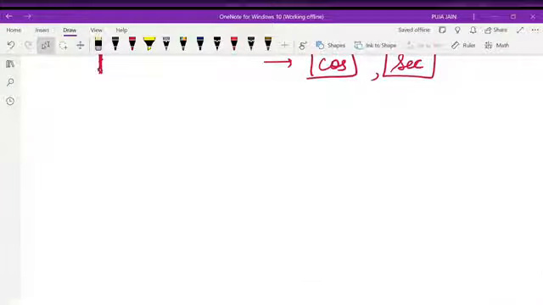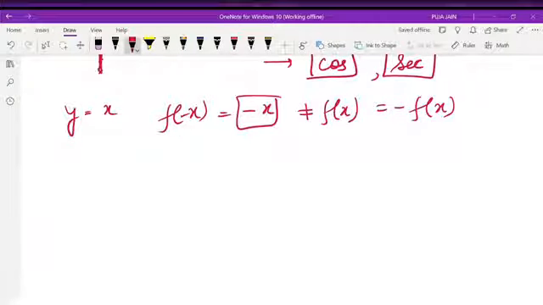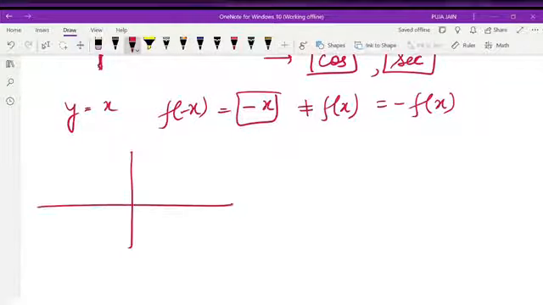Now suppose y equals x. Now f of minus x, that is we put minus x instead of x, what will I get? Minus x, which is not equals to f of x, which is equals to minus f of x. This is our antisymmetric function. So if I plot this, what will I get? I will get this. Now is this symmetric function about y-axis? If I fold this, will I get here? I will get this thing.